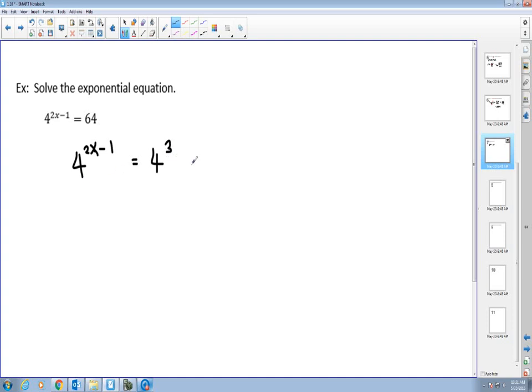And when the bases are the same and equal, we can set the exponents equal to each other. So now this problem becomes 2x minus 1 equals 3. And we will solve our linear equation. That would be 2x equals 4, x equals 2. There you go. So this variable x will end up to be 2. So the technique here is to try to make the base the same.